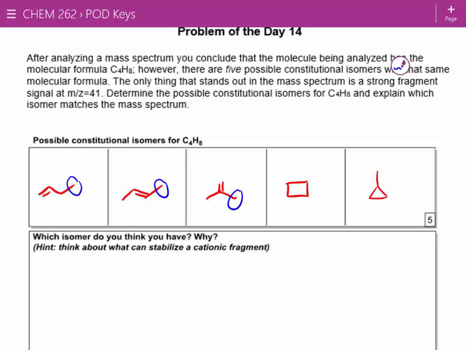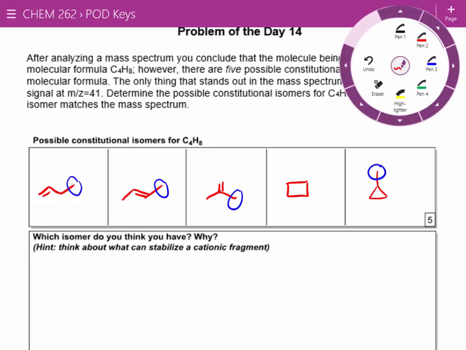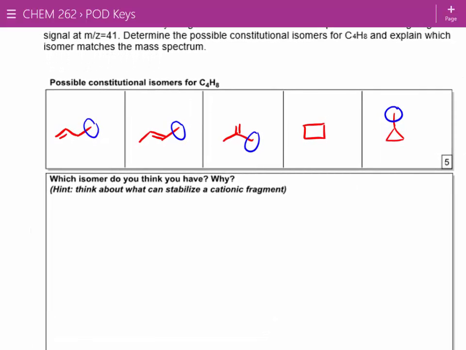Nope, we could lose 14 theoretically, but even then, it's probably not going to be super likely. So we know it's probably not going to be that one. And then with methyl cyclopropane, we could lose a methyl radical right there. So let's take a look at each of these radicals. And so for the first one, we've got this radical. Is there anything that can stabilize it?